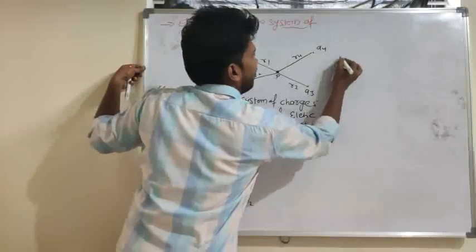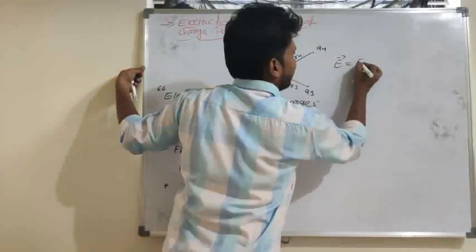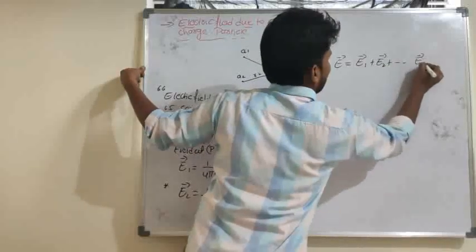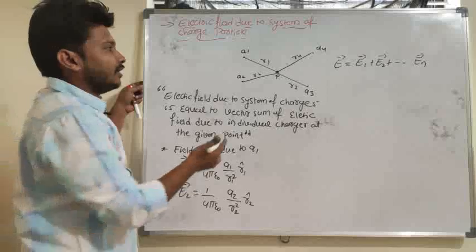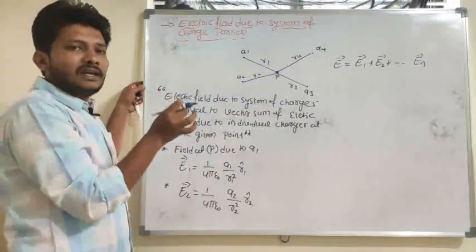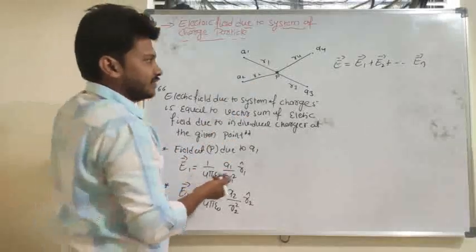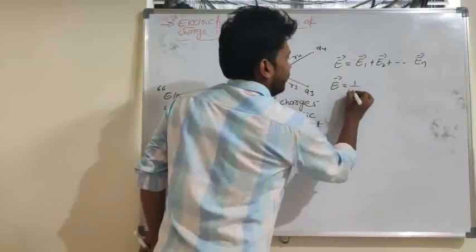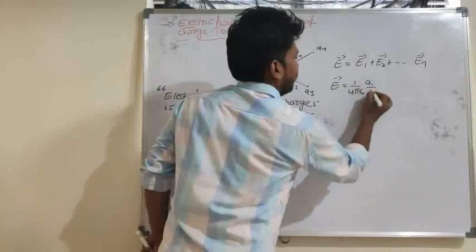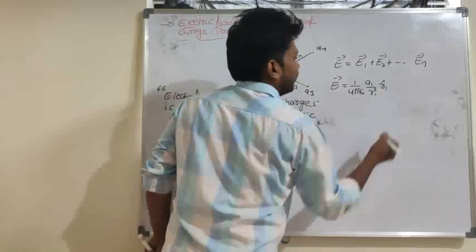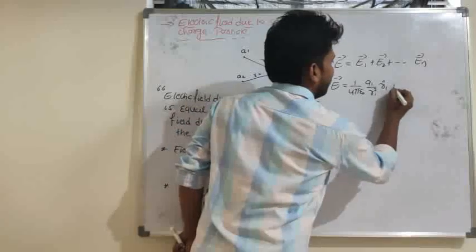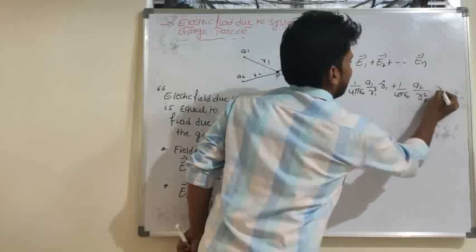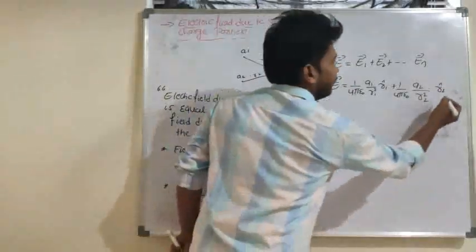So the total electric field is equal to the vector sum of E1 plus E2, up to En. So the total electric field at point P is equal to the vector sum of all the electric fields due to individual charges here. Let me rewrite this equation. E is equal to 1 by 4 pi epsilon naught, Q1 divided by R1 square into R1 cap, plus 1 by 4 pi epsilon naught, Q2 by R2 square into R2 cap, and so on.